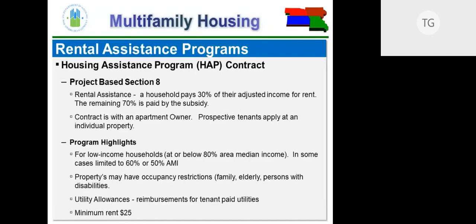We also have our rental assistance programs, and the main one is the project-based Section 8. Through all the rental assistance programs that we're going to talk about in this presentation, the household would pay 30% of their adjusted income toward rent, and the remaining 70% is paid by the subsidy. Again, the distinction between multifamily housing is that the subsidy contract is with an individual property owner, and so the prospective tenant would apply at the apartment complex for the subsidy in the unit.